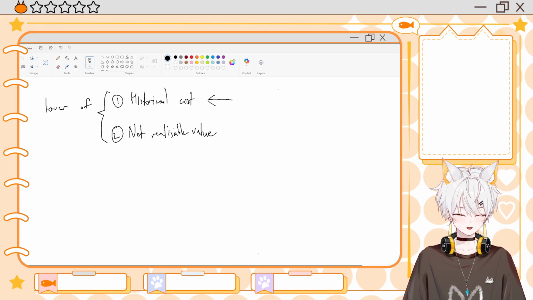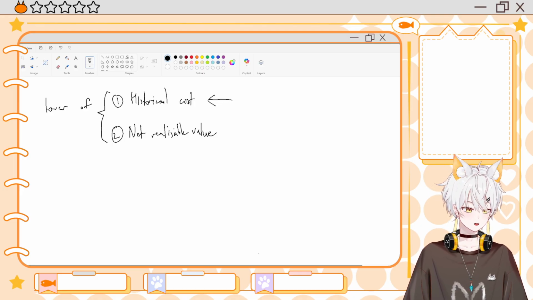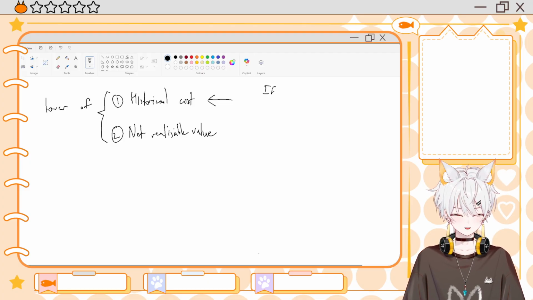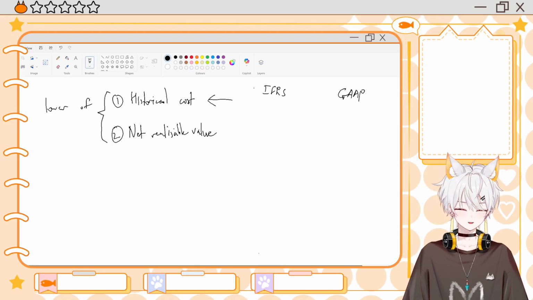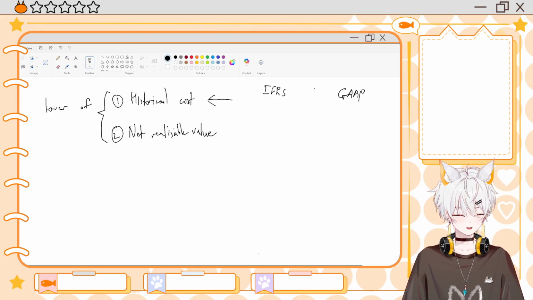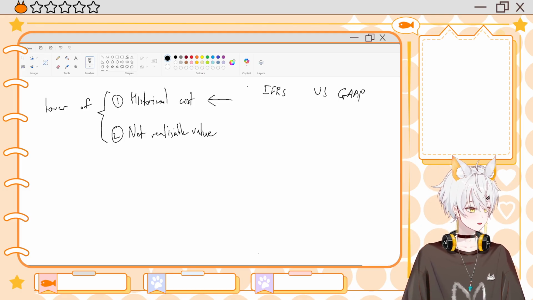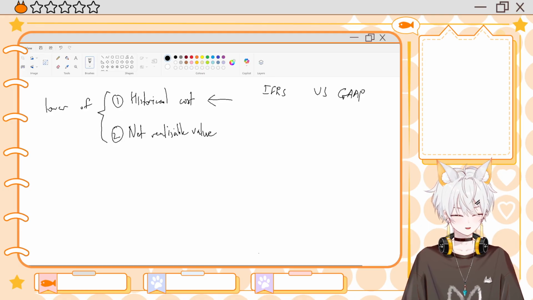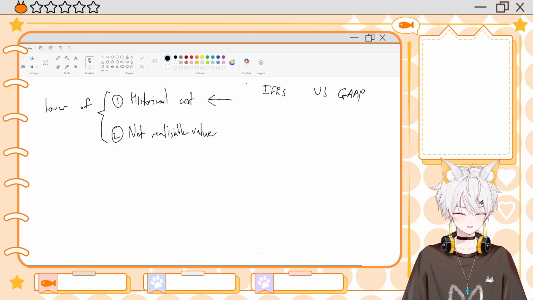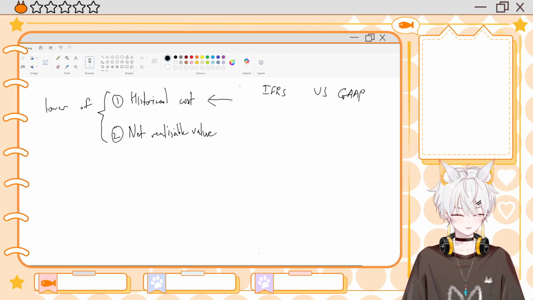So we have two general principles of accounting. One is IFRS. The other one is GAAP. IFRS is used by a lot more countries, GAAP mainly by the US. I believe Britain and Singapore use IFRS, or for Singapore it is SFRS. So what's the difference between the two?